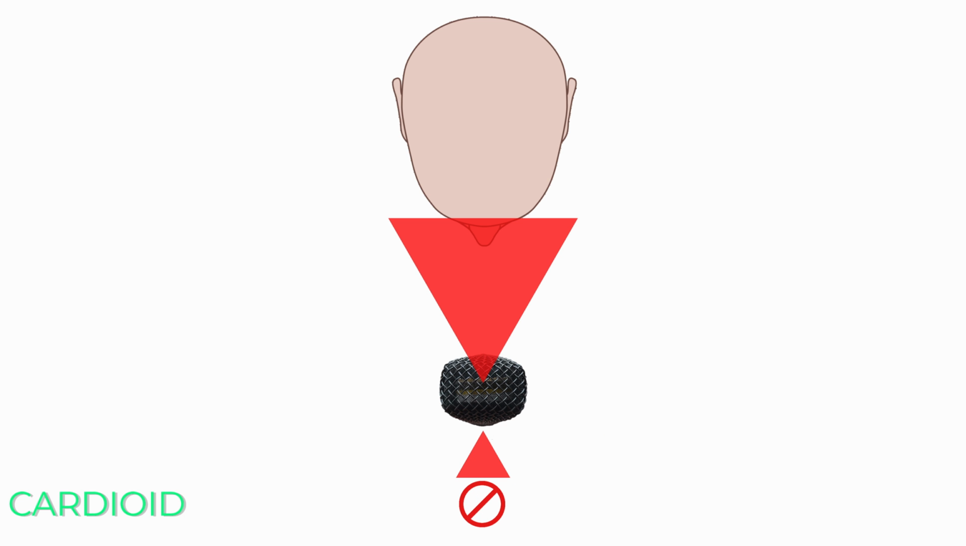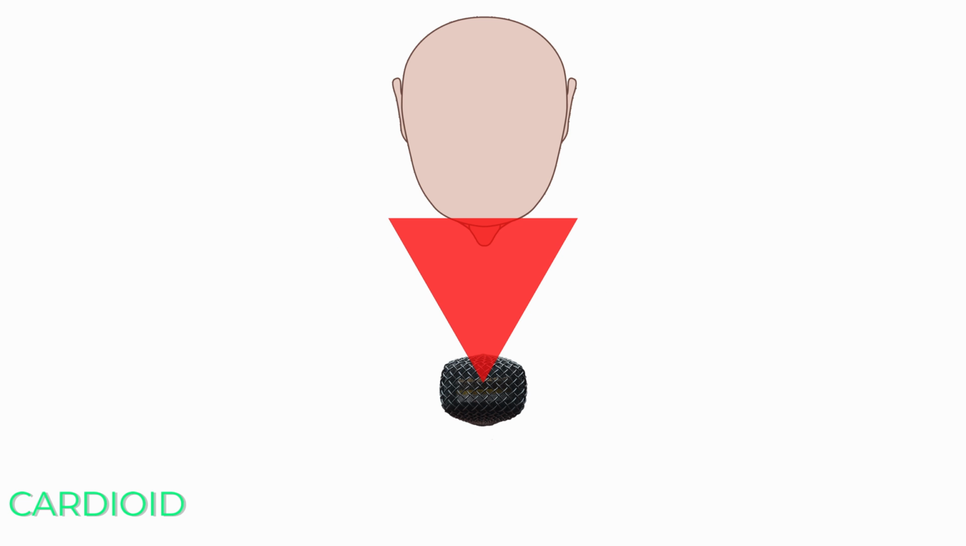An omnidirectional polar pattern will pick up sounds from all around the microphone equally, so no matter where you stand around the microphone, it will pick up your voice. A cardioid polar pattern picks up sounds from in front of the microphone and rejects sounds coming from the back of the microphone. The microphone will begin to reject you more and more as you move further and further to the side of the microphone as you speak.